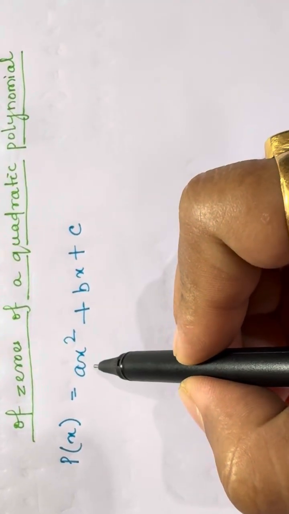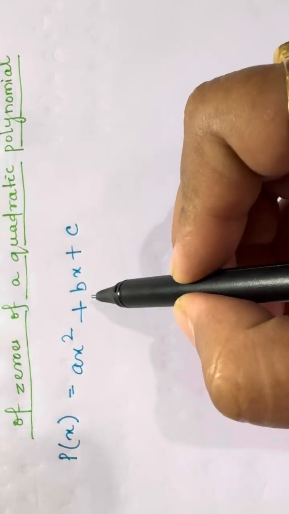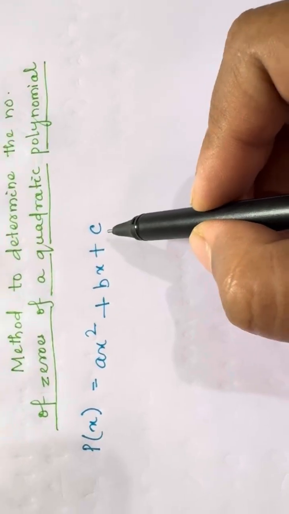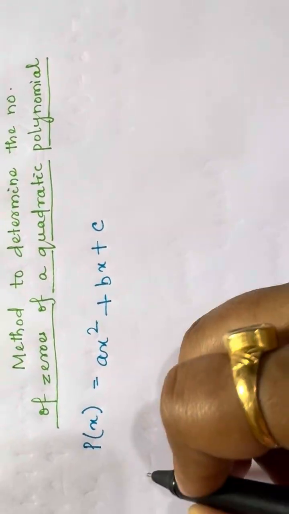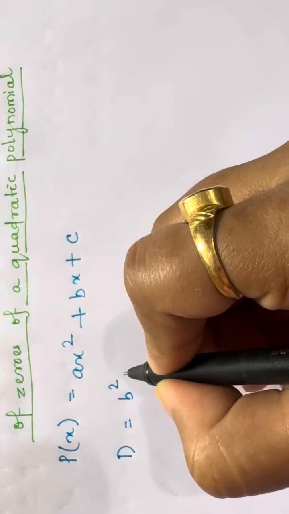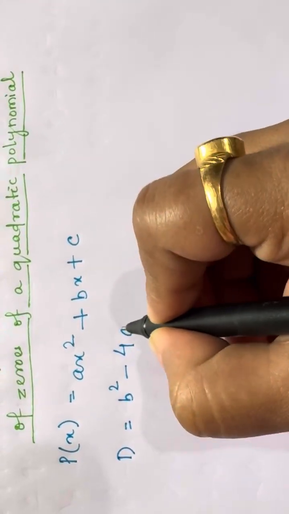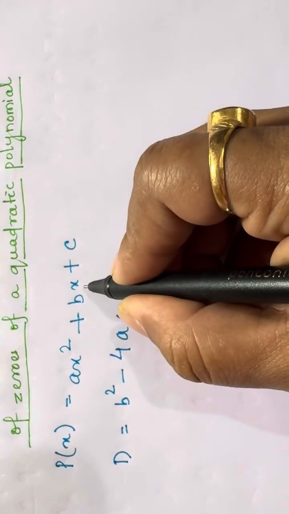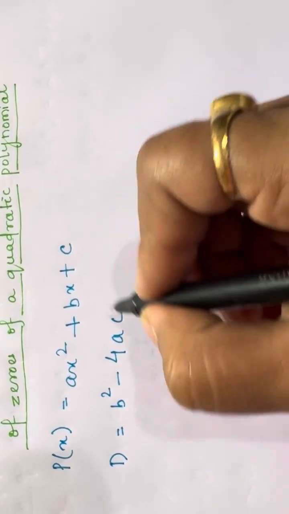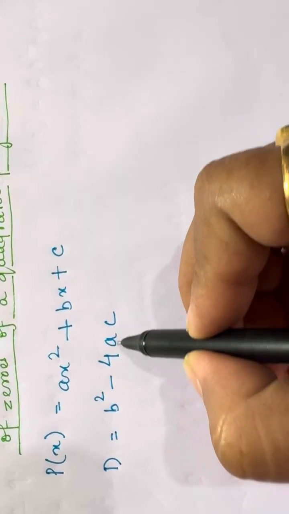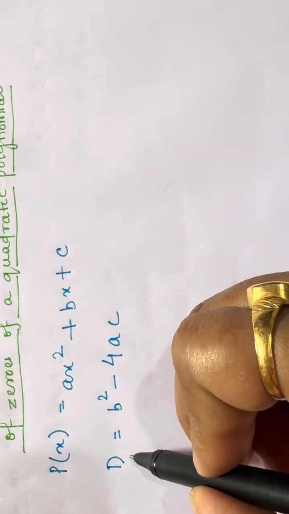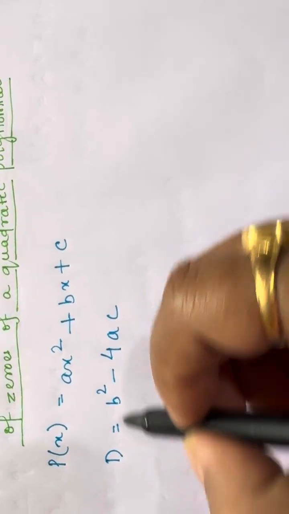What is a? That is the coefficient of x². What is b? That is the coefficient of x, and what is c? That is the constant term. Now, what is discriminant? Discriminant is the value that we get on calculating b² - 4ac. b is the coefficient of x, a is the coefficient of x², and c is the constant term. This b² - 4ac, whatever numeric value we are getting, that value is called discriminant. D stands for discriminant.